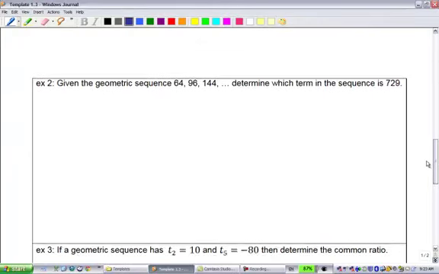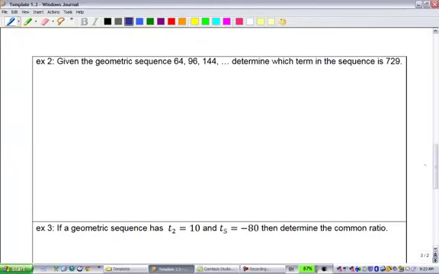Moving on, I'm going to get a little bit tougher here. Given the geometric sequence 64, 96, 144, determine which term in the sequence is 729. So, term 1, again, 64. Common ratio, starting to get a little bit tougher to just pick off, so this is definitely where we should probably look at a formula. Our term 2 divided by term 1 will certainly work. If you roll that through your calculator, you'll end up with 1.5. Certainly you could do it as a fraction, 3/2, but 1.5 is a nice exact answer.